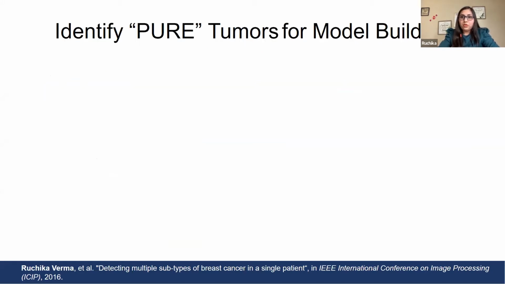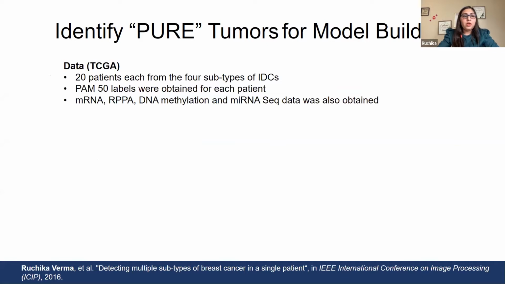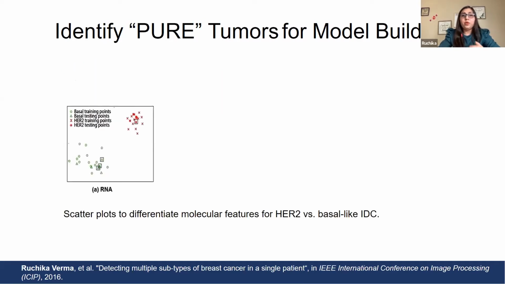But before identifying the secondary subtype, we need to identify pure tumors to build models, and those models could eventually be used for identification of secondary subtypes. In this work, I used data from TCGA, and we used 20 patients from each of the 4 subtypes of invasive ductal carcinomas. PAM50 labels were used to build models, and we also incorporated data from different modalities. As you can see here, I used microRNA, mRNA sequence data, RPPA, and DNA methylation, along with the H&E stained images. We made sure to include only those cases which had all this information available.